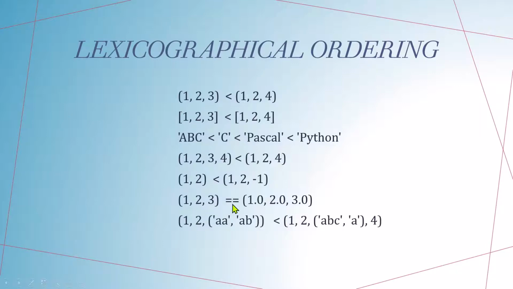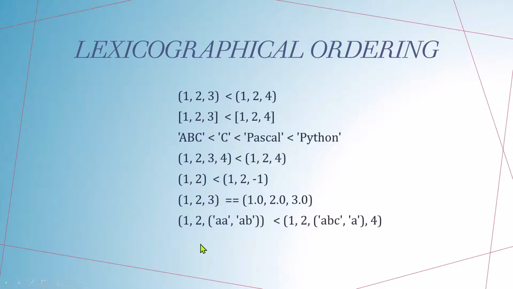1, 2, 3 is equal to 1.0, 2.0, 3.0. Okay, so the float of the same number, right, 0.0 that is, not if I say 0.02 or 0.03, 0 is the same as the integer. Then I have 1, 2, double A and B less than 1, 2, A, B, C, A and 4. You figure out why, right?